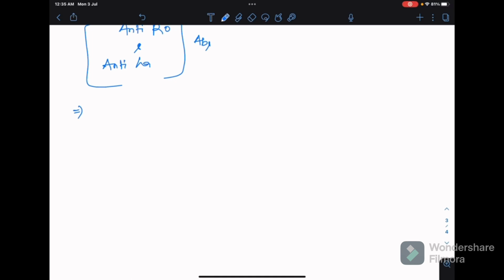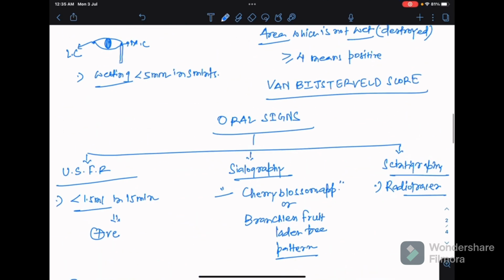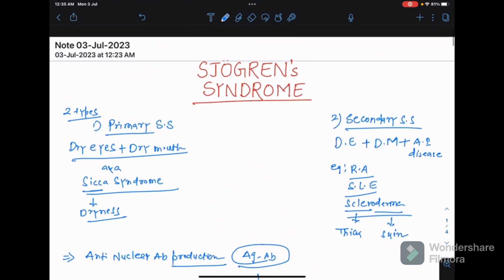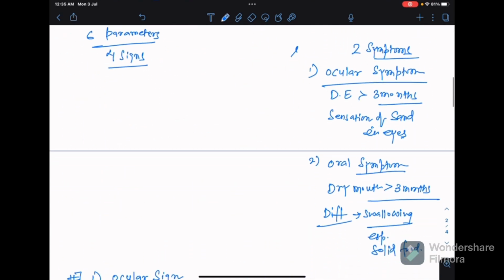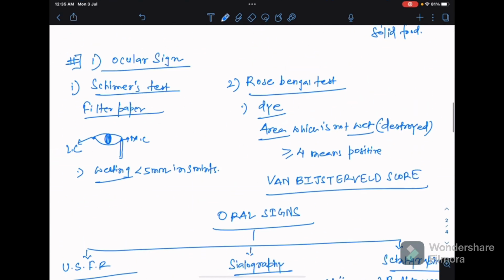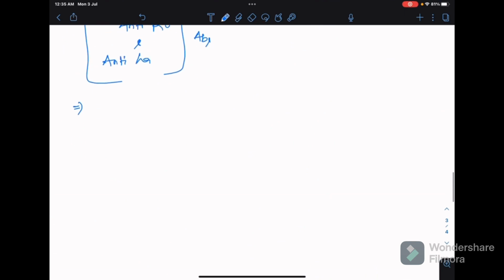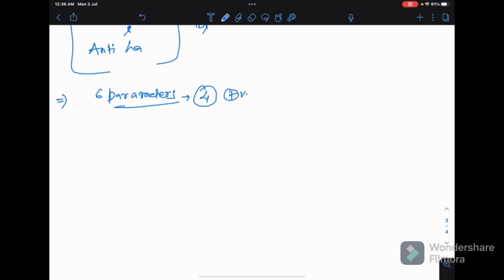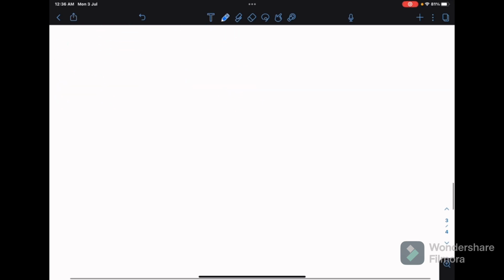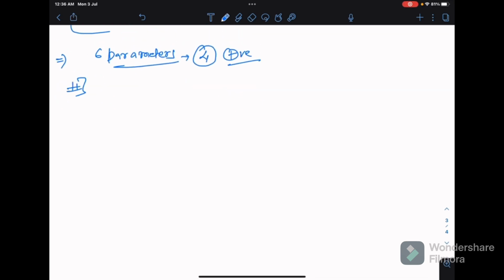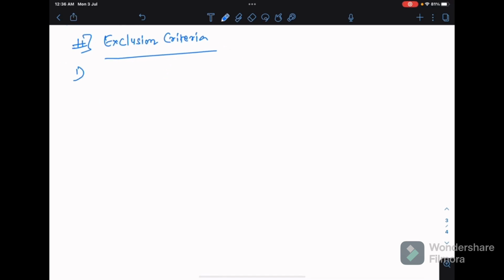So as we have earlier mentioned these signs and symptoms, right? If from the 6 parameters, any 4 are positive, then we consider it as positive, right? And remember one very important thing, there is an exclusion criteria also in this.